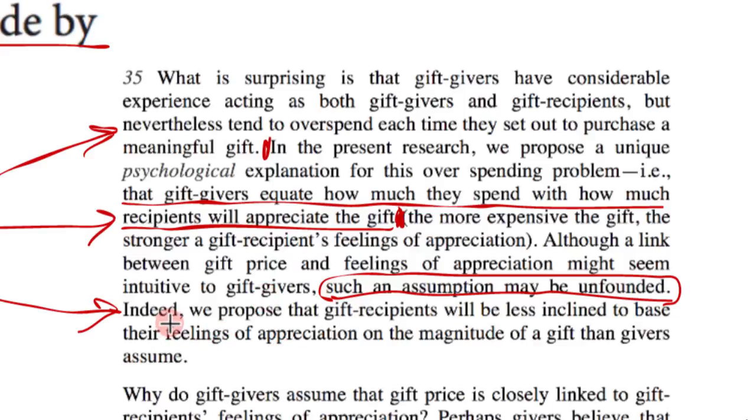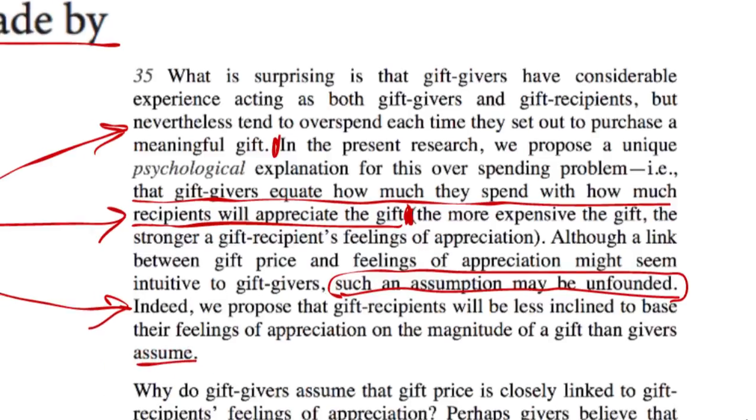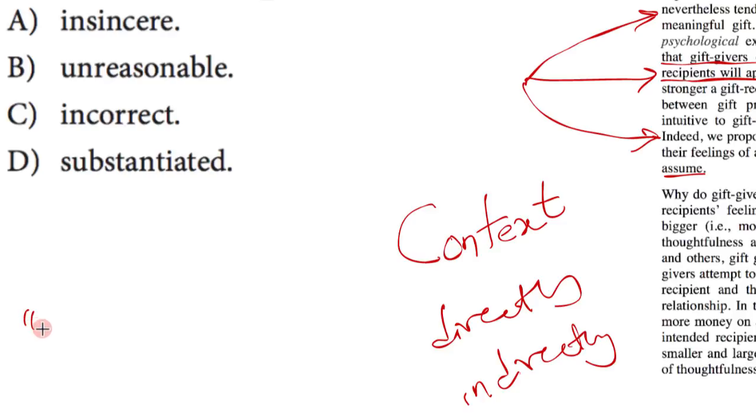It says, "Indeed, we propose that gift recipients will be less inclined to base their feelings of appreciation on the magnitude of a gift than gift givers assume." Once again, it's telling us that what the gift givers assume is not right. Check that out. I just tried to explain it to myself, and I used the phrase "is not right." This is also a very important strategy for the SAT. Answering the question for yourself before looking at the options gives you a sense of what's right before you encounter the deliberately misleading options that the College Board puts in front of you.